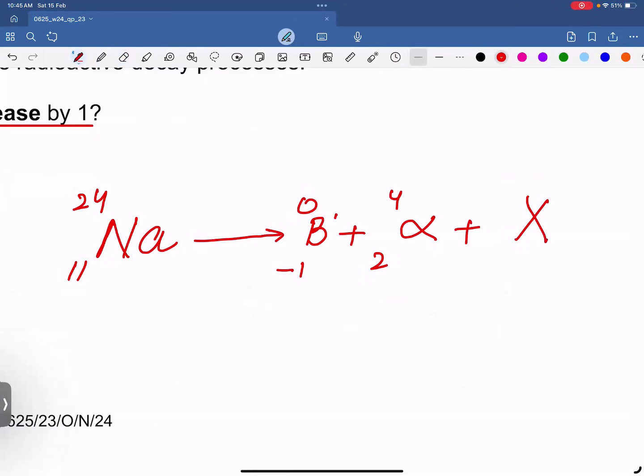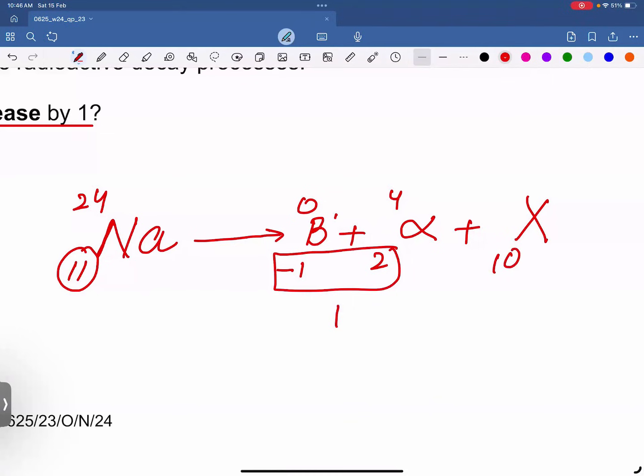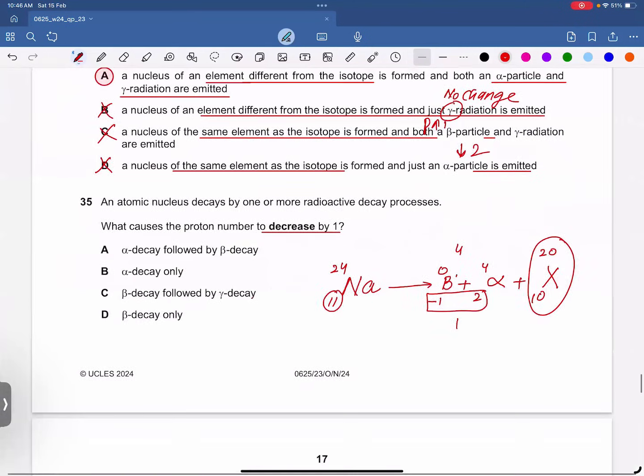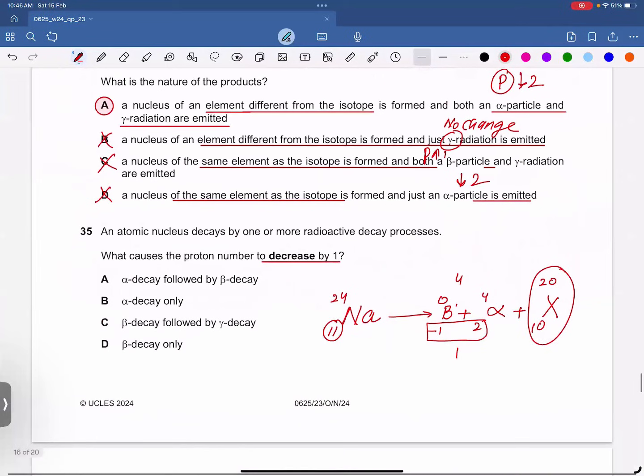So imagine something X is formed. Left side is what? 11. This one total is 1. So remaining will be 10. Left side total is 24. The right side is 4. 24 minus 4, 20. 10 with 20. So when 1 alpha and 1 beta is emitted, the proton number decreases by 1.